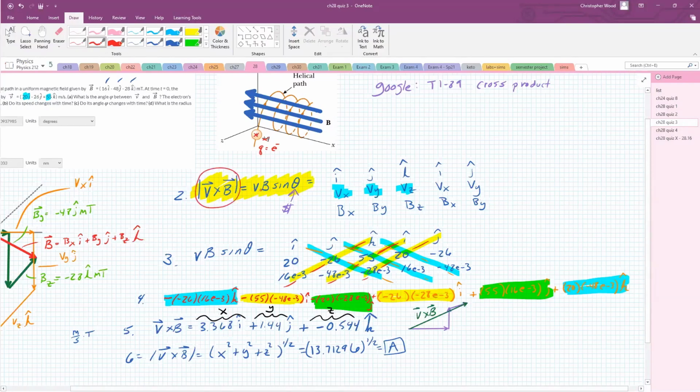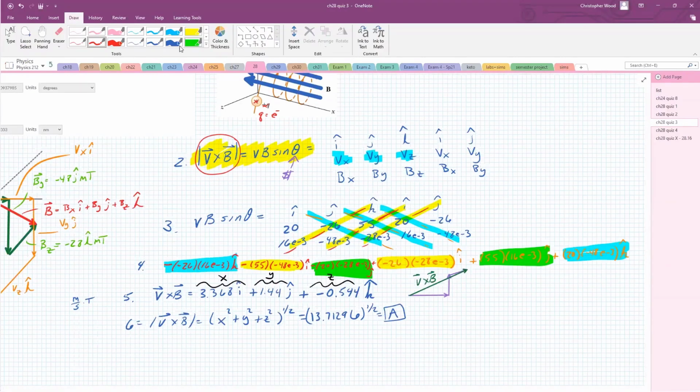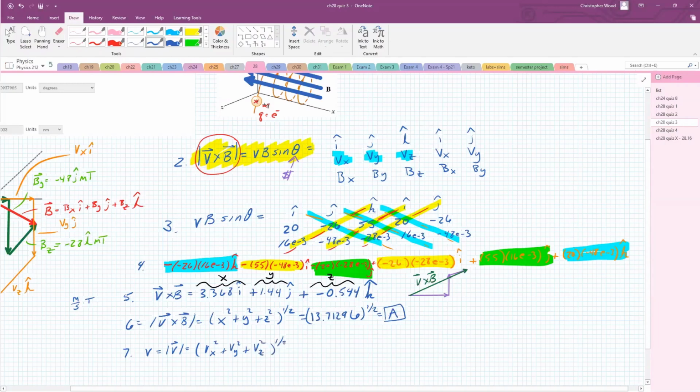And then what's the magnitude of V? So this is where I might just do some handwave or some description here. The V means the magnitude of my velocity vector. So you're going to do the Pythagorean theorem again. You're just going to take Vx squared plus Vy squared plus Vz squared, square root. That is the magnitude of V. So I'm done with this.